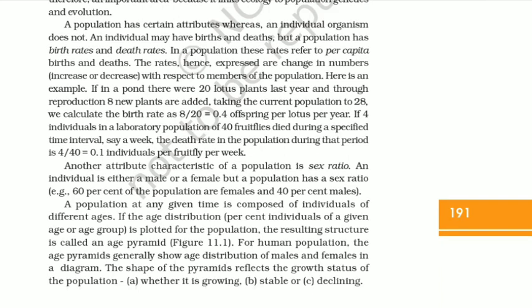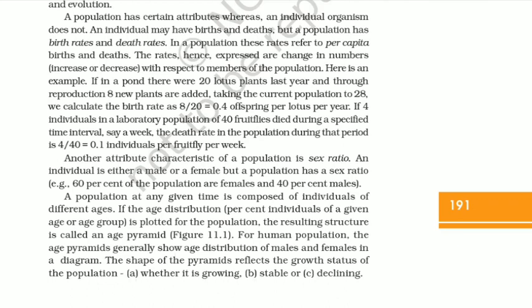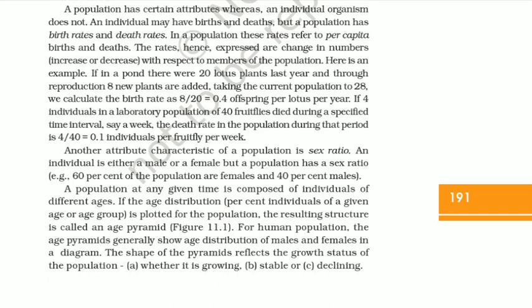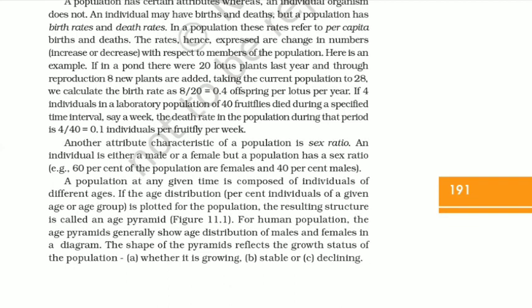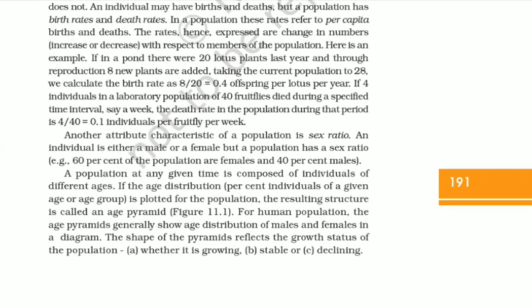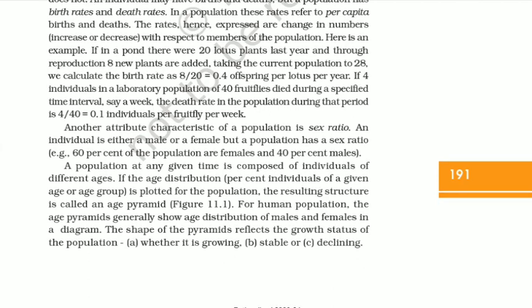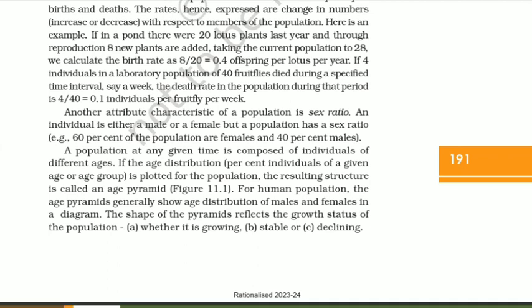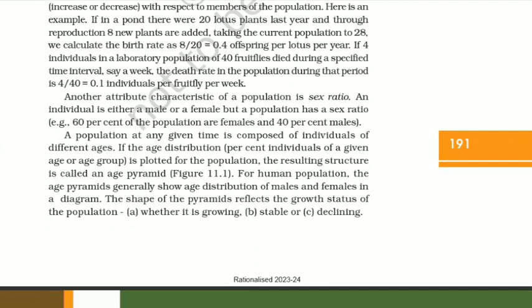A population has certain attributes, whereas an individual organism does not. An individual may have births and deaths, but a population has birth rates and death rates. In a population, these rates refer to per capita births and deaths. The rates hence expressed are change in numbers, that is increase or decrease, with respect to members of the population.